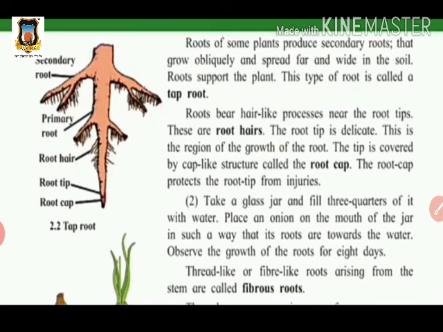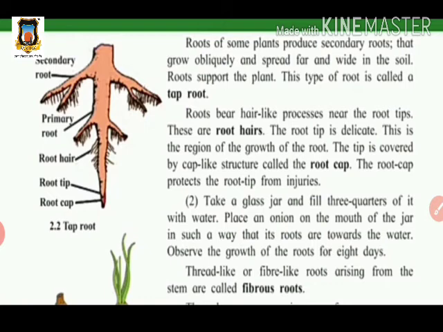So here also they give the activity, that is, take a glass jar and fill 3/4 of it with water. Means three parts of the glass filled with water. Place the onion on the mouth of the jar in such a way that its roots are towards the water. Observe the growth of roots for 8 days. Means if you want to study how the roots grow, you should do this activity at your home.